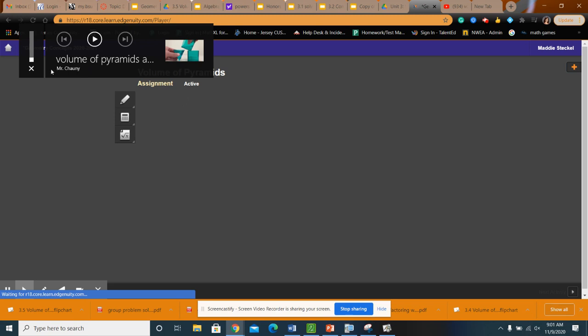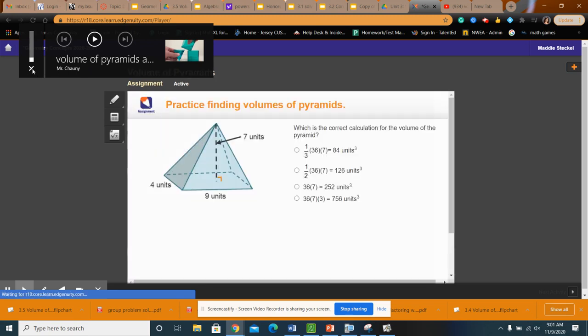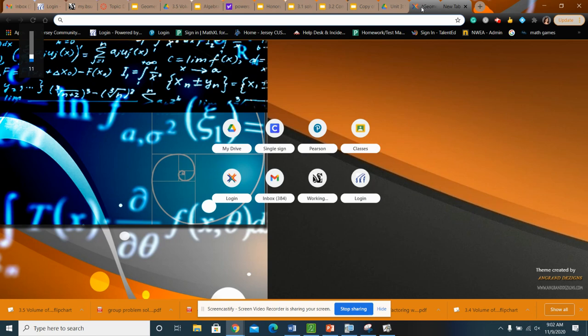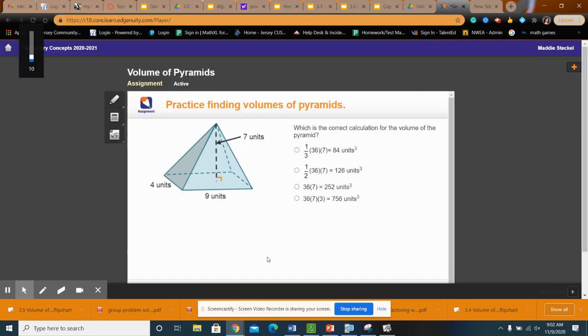I wish this little box thing would go away. Maybe if I hit X, or maybe if I just say, I don't know how to make it go away. I guess I could just X that out maybe. There, it went away.